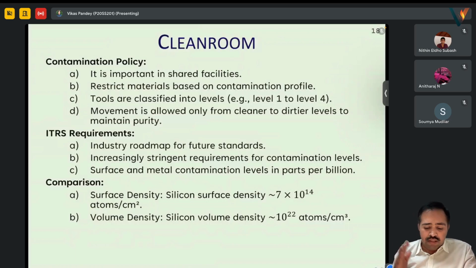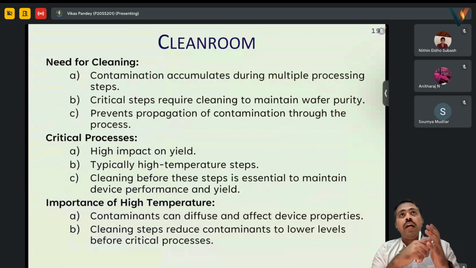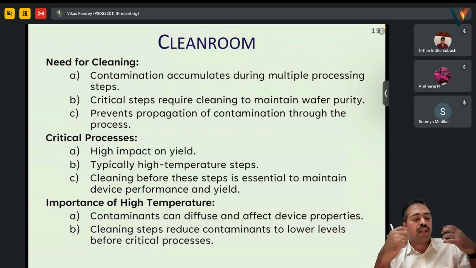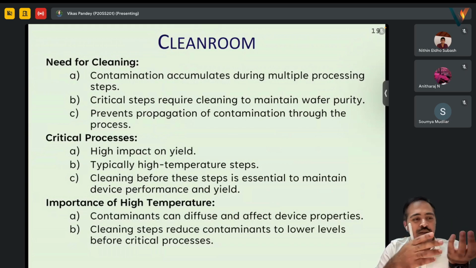Then we are coming to something which is an important part of our lecture, that is wafer cleaning. We are in a clean room. We have very good chemicals. We are wearing clothes which don't expose anything out. Okay, we are using good water. We are using good chemical. Good water means what is the quality of water that we are using?